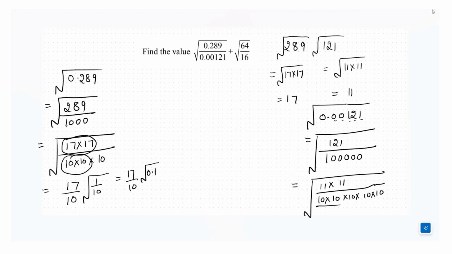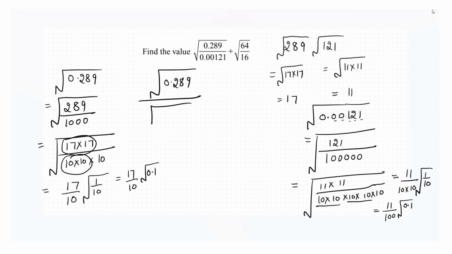Now out of that, this is one pair, this is another pair. So if I have to write down the value here, it would be 11 over 10 into 10, and within the square root, it would be 1 over 10. That means it is equal to 11 over 100 and then the square root of 0.1. I will keep this 17 over 10 square root of 0.1 and I will keep this as 11 over 100 square root of 0.1.